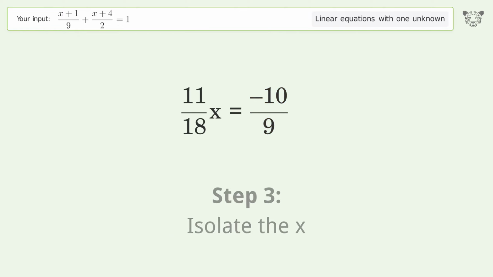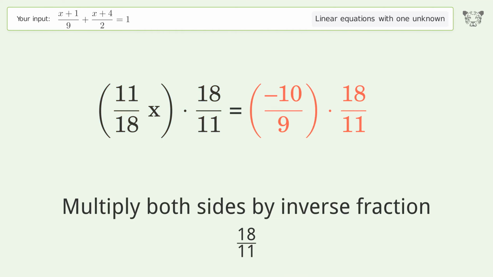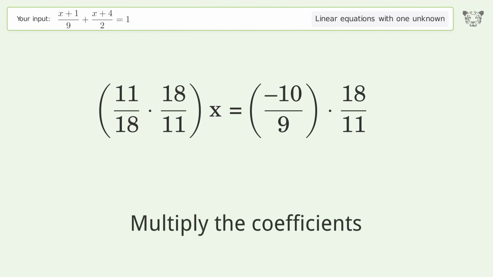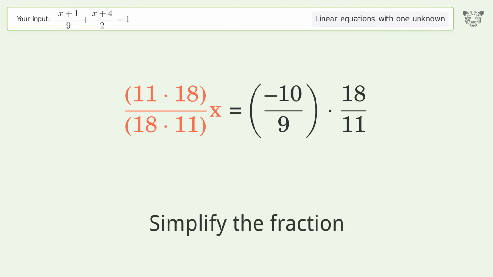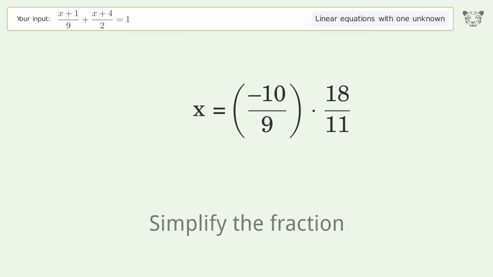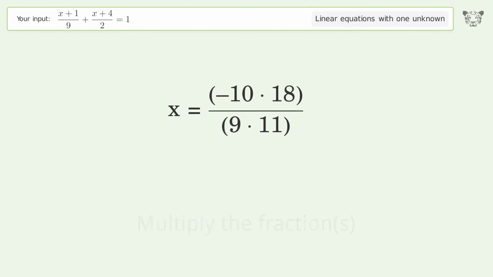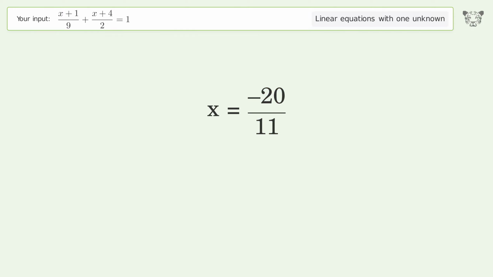Isolate the x. Multiply both sides by inverse fraction 18/11. Group like terms. Multiply the coefficients. Simplify the fraction. Multiply the fractions. Simplify the arithmetic. And so the final result is x equals -20/11.